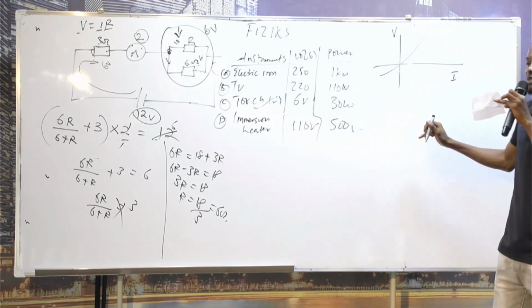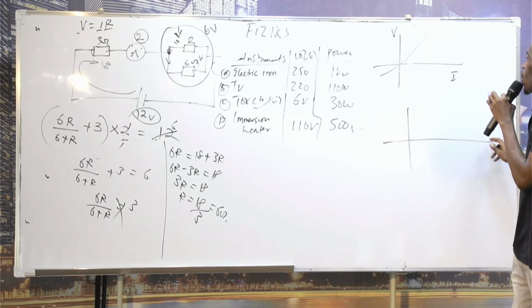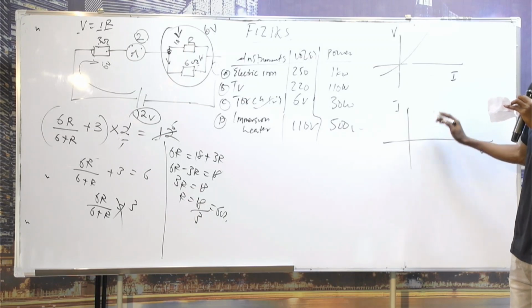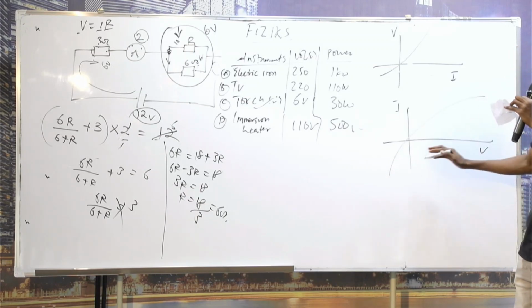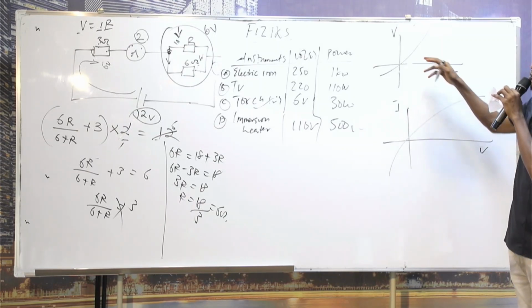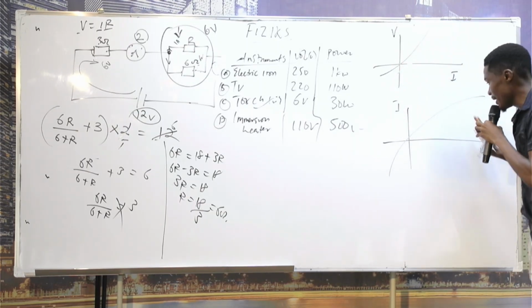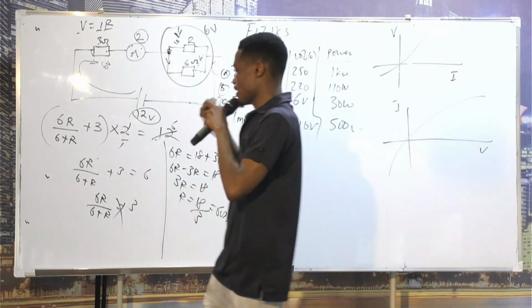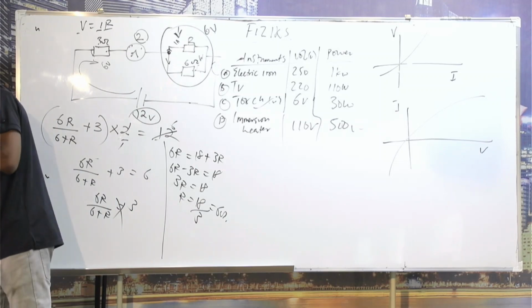Now, but sometimes JAMB will swap the current and voltage. If they put it that way, then this is what it should look like. You see that? Because you reverse these two, it will no longer bend inwards, it will bend out like that. So always take note of which one is on the vertical and which one is on the horizontal.